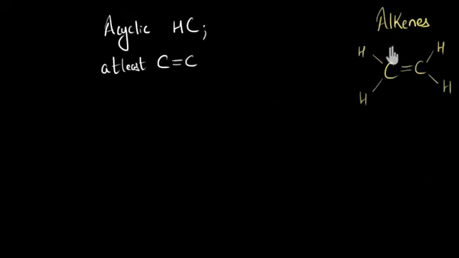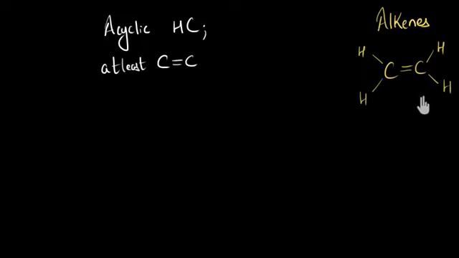So alkenes also are acyclic hydrocarbons, meaning the carbon atoms are not arranged in a circular pattern. And they have at least one pair of carbon atoms with a double bond between them. Okay, there can be more, but at least one pair of carbon atoms. And this is an example of alkene.